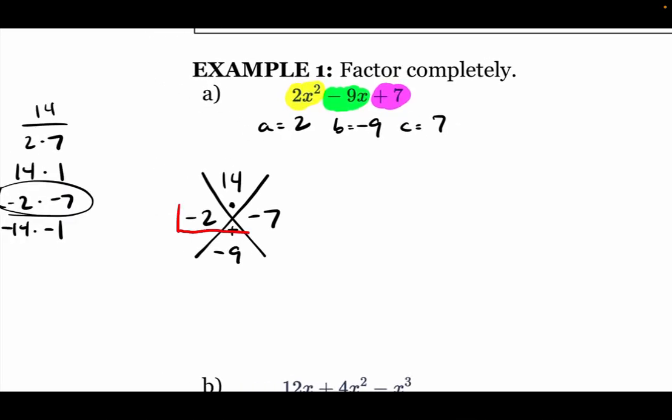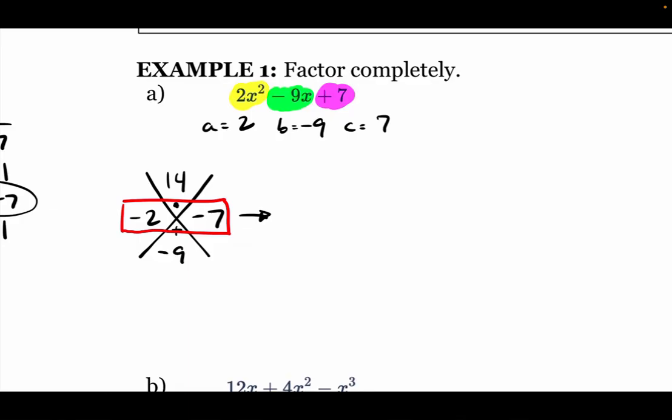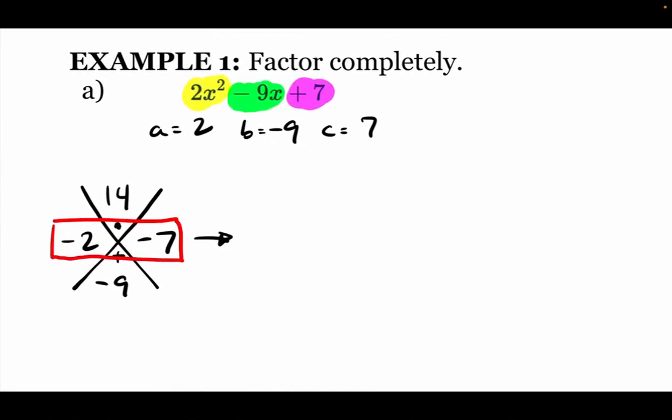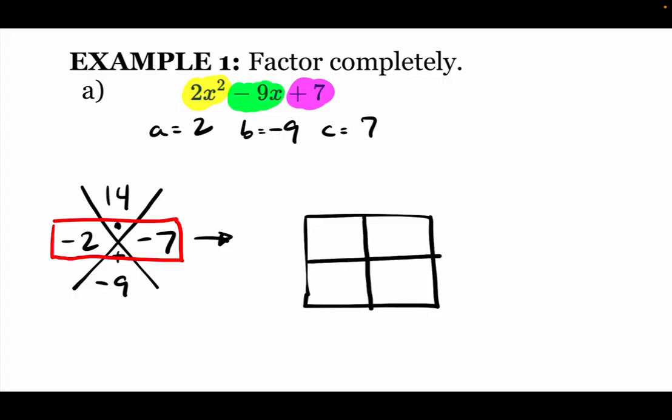Okay, so those are the guys we're going to continue with. We're going to go to the next step. The next step is a 2x2 box. We've used the box before, but we're going to use it a little differently than we've used it in the past. Today it's always going to be a 2x2 box. A window with 4 panes, 4 sections.